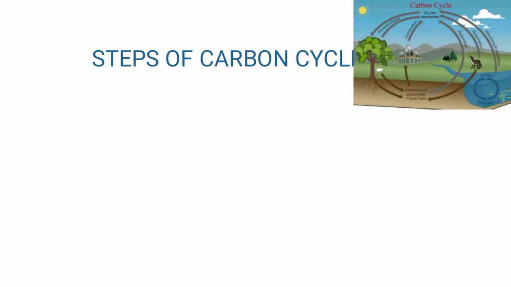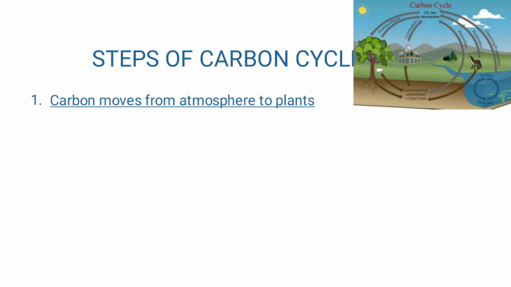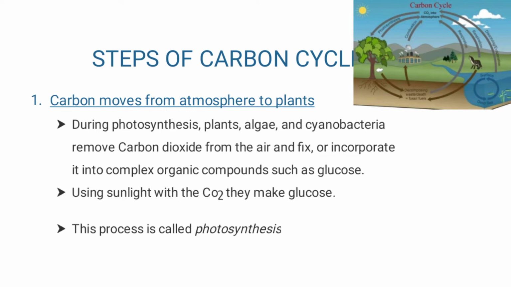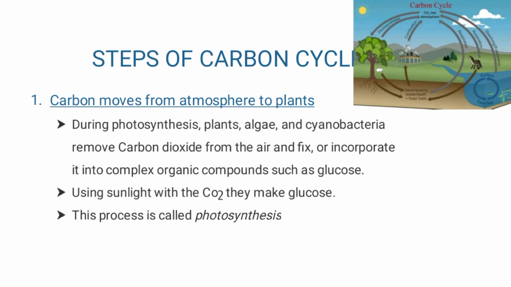So here are the steps of the carbon cycle. Step 1. Carbon moves from the atmosphere to plants. During photosynthesis, plants, algae, and cyanobacteria remove carbon dioxide from the air and fix or incorporate it into complex organic compounds such as glucose. Using sunlight with the CO2, they make glucose, and this process is called photosynthesis.